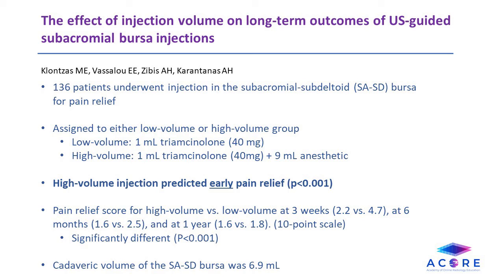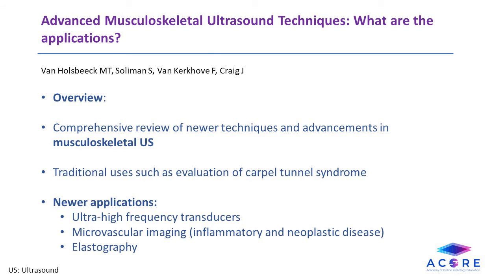As a side point, they also looked at a cadaver to calculate the volume of the subacromial subdeltoid bursa, which they found to be 6.9 milliliters in their subject. This next article is a review article looking at musculoskeletal ultrasound techniques. It is fairly comprehensive, but they emphasize newer applications such as the use of ultra-high frequency transducers, the use of microvascular imaging in inflammatory and neoplastic disease, and elastography in musculoskeletal ultrasound.